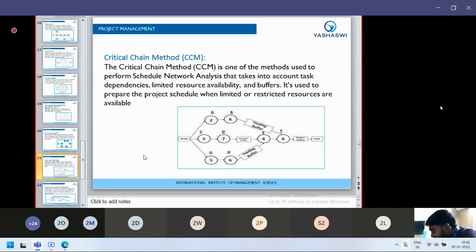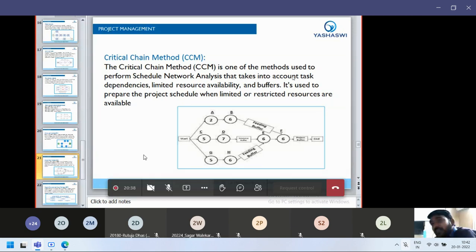Yes, just read anyone. Yes, Yogesh. Critical chain method.